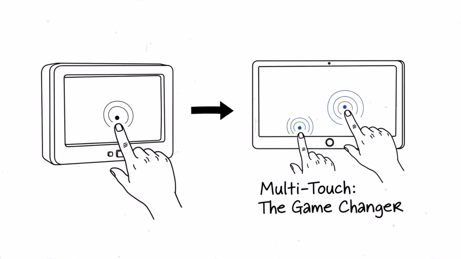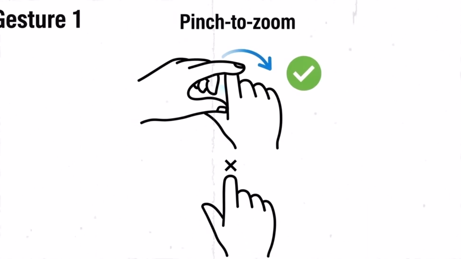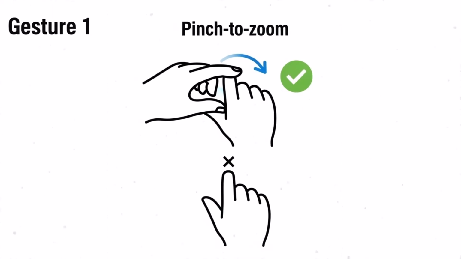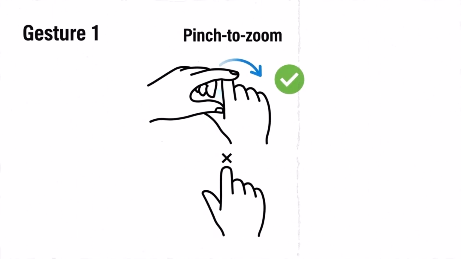Now let's talk about haptic feedback. Touchscreens are flat and smooth. They lack physical buttons. Haptic feedback simulates the feeling of pressing something through vibration. This creates a more tactile experience.